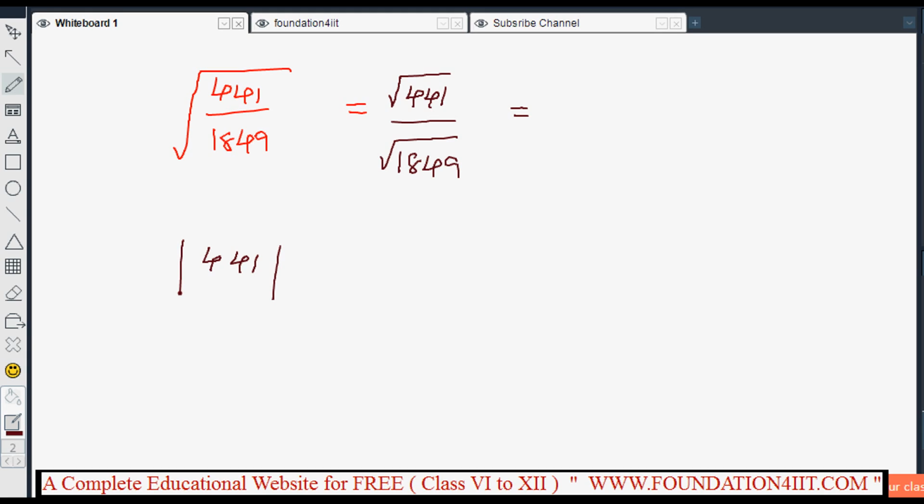So I am applying the division method now, as we have discussed. 2 2s are 4. Subtracting, the remainder is 41. Now 2 becomes 4, then 41 ones are 41. So we get 21. So the square root of 441 is 21.